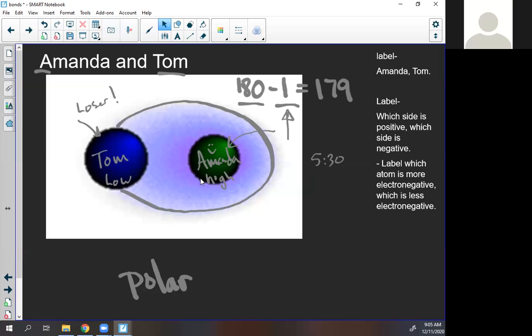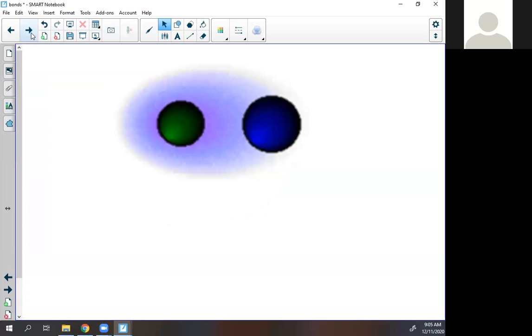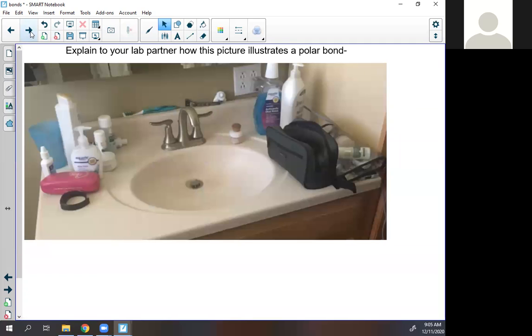Polar relationship. You share, but you don't share equal. Get over here, young man. All right. Oh, all right. We okay with that so far? You share, but not equally. That's a polar relationship. Okay, I have another example here. This is from my very own house. Can you tell your partner how this picture illustrates a polar bond or polar marriage? Ready, set, go.